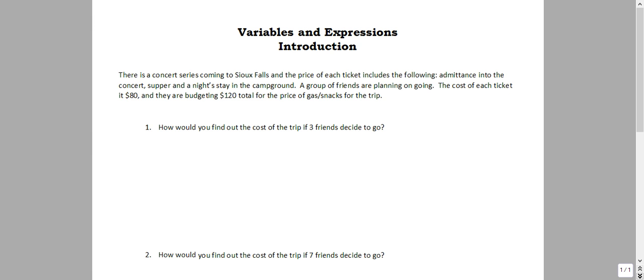The cost of each ticket is $80, and they are budgeting $120 total for the price of gas and snacks for the trip. The first question says, how would you find out the cost of the trip if 3 friends decide to go? Well, there's 2 different things that we have to add up in this problem. We have the cost of tickets and gas and snacks.